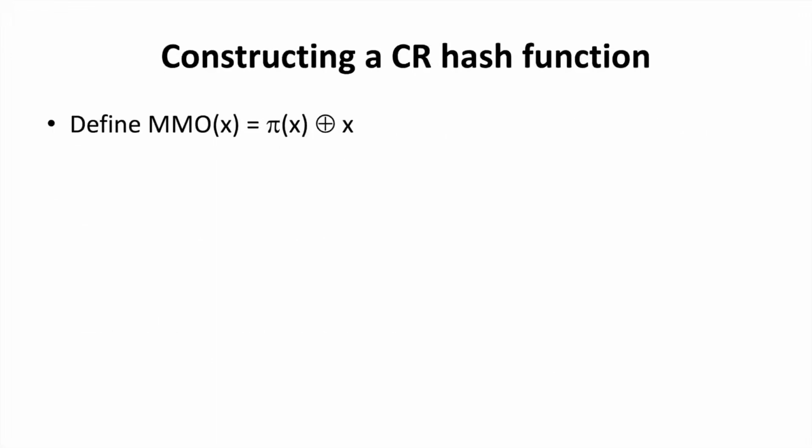Now, with all these definitions, we can construct a correlation robust hash function that satisfies our definition. So our construction, which we denote as MMO of x, is essentially pi of x, x, XOR x. This construction has been known for a long time. However, in the previous work, it was only shown that this construction is one-way. However, here we show that it is also correlation robust.